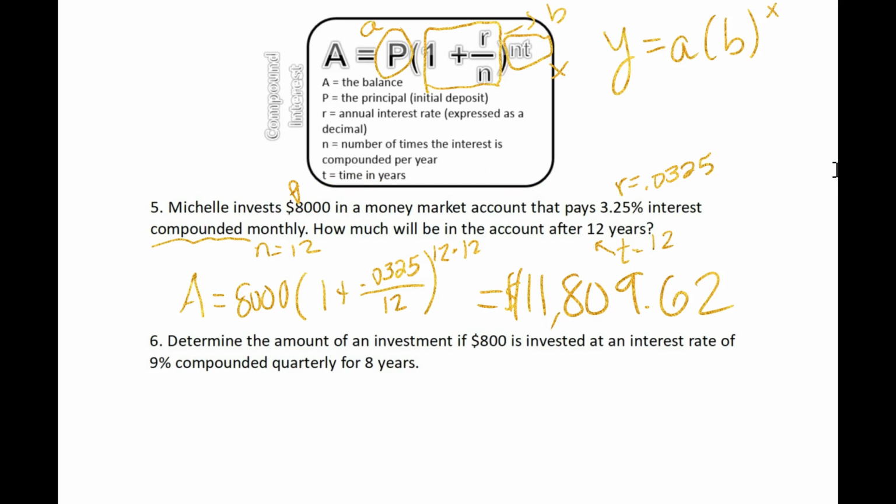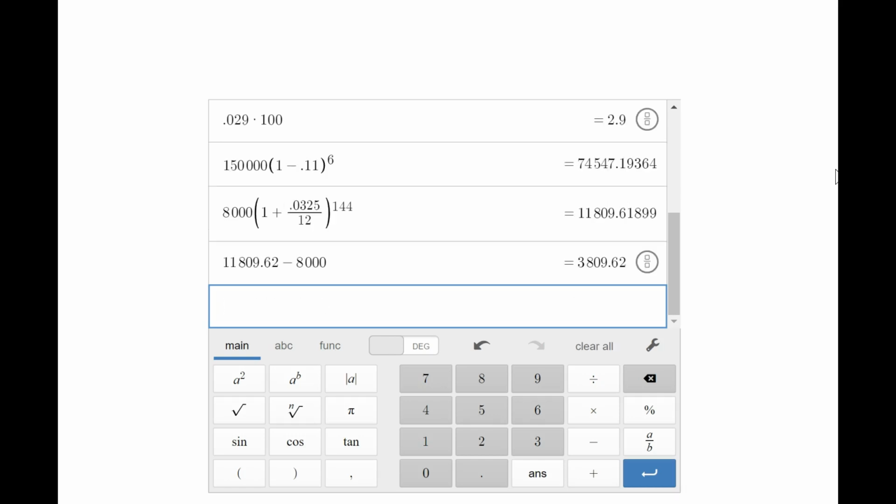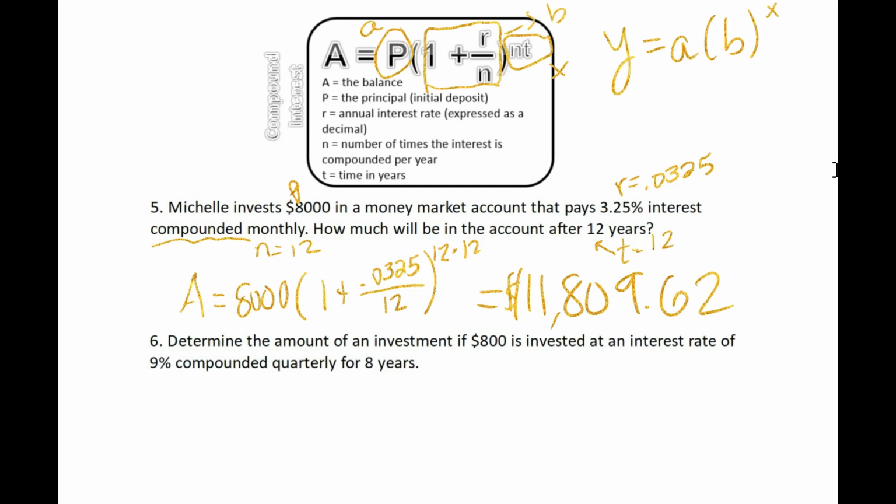So how much money did she earn in interest throughout that time? So we just take 11,809.62, subtract 8,000 off of that, and she earned $3,809.62 in interest. I know some of y'all could figure that out without using the calculator.